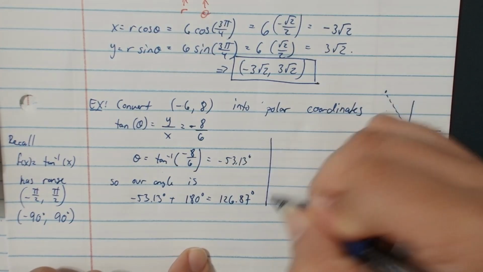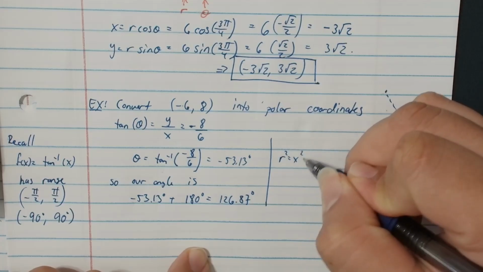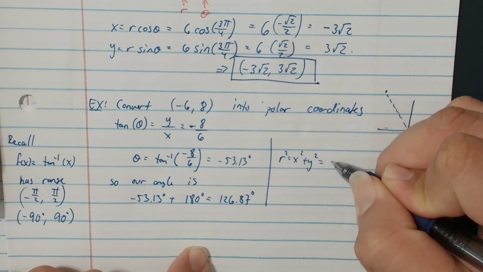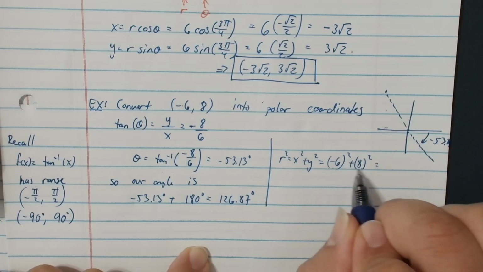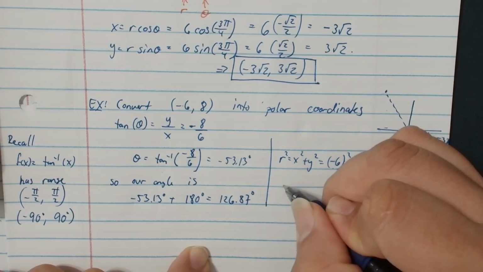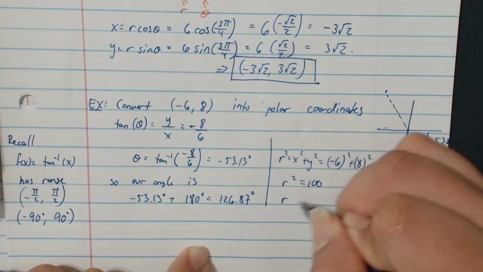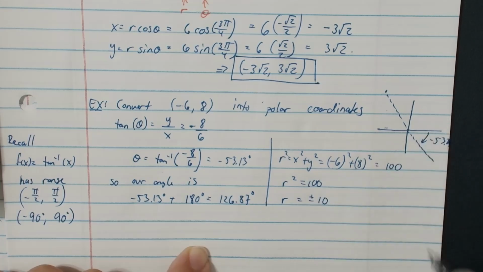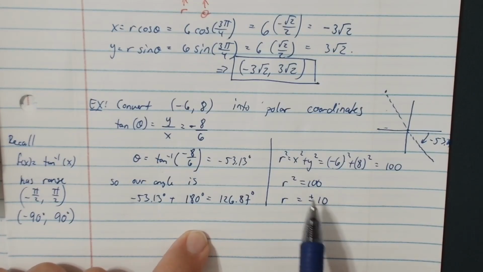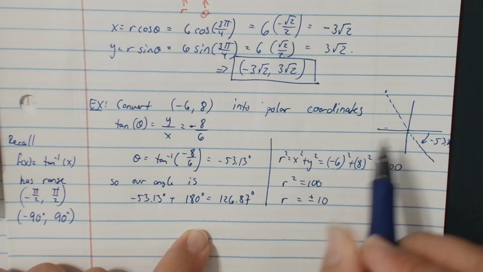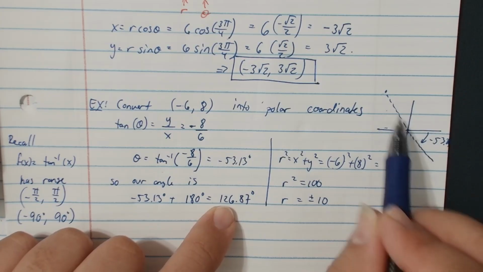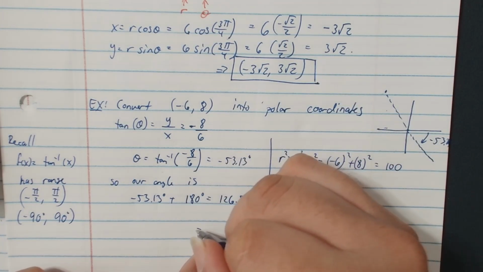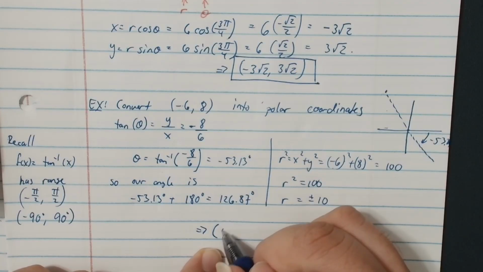Well, let's see. r squared equals x squared plus y squared. That's going to be negative 6 squared plus 8 squared. That's 36 plus 64. That's 100. And so r squared equals 100, meaning that r is equal to plus or minus 10. But again, our convention is we want the positive one. So unless there's a reason we need to choose the negative one, we're always going to choose the positive one. And here, since your angle is 126 degrees, you are facing the right way, so then you would just go forward.